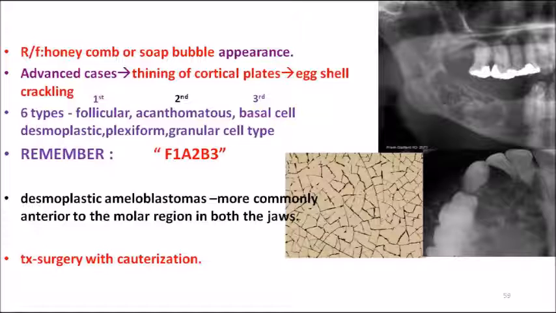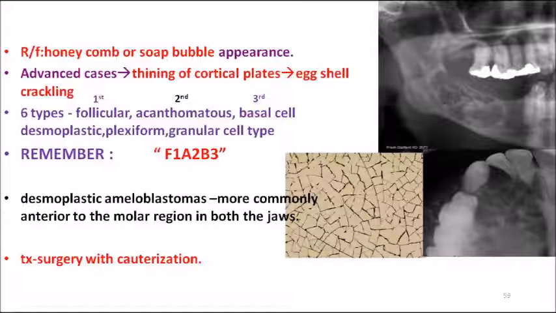Adjacent to that radiograph I have given an ostrich egg image. This is the ostrich egg under high power, and you can see small crackling. This eggshell crackling is the same appearance you can see in the second radiograph, which is given in the anterior maxilla region. It is almost similar to that. So that actually resembles the advanced cases of ameloblastoma. It shows thinning of cortical plate, just like eggshell crackling.